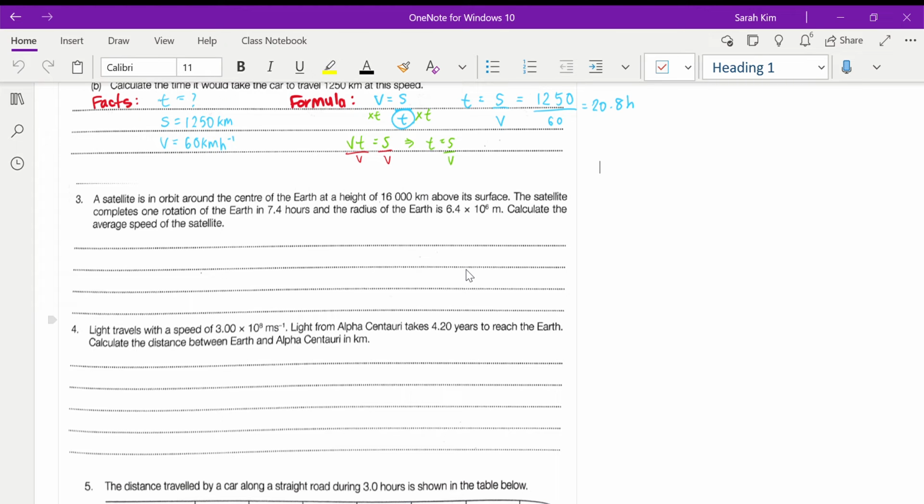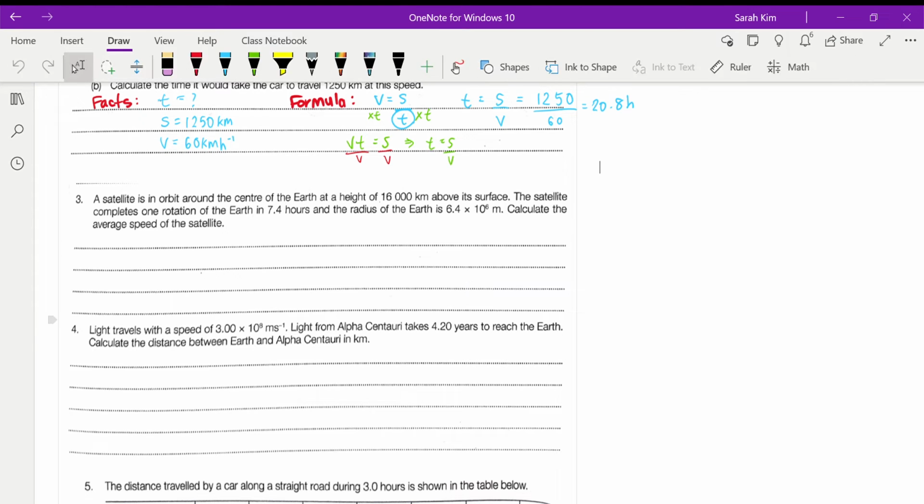So to begin with, let's again write the facts down. We always like to start there. First of all, I've got my fact over here. Height is 16 kilometers above its surface. Now, with this sort of question, I would like to draw a diagram if it's a little bit complicated, if it's not straightforward.